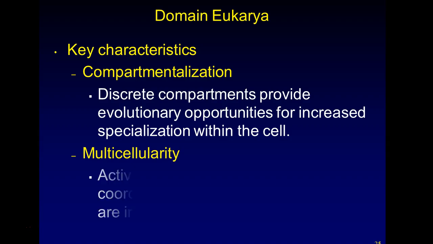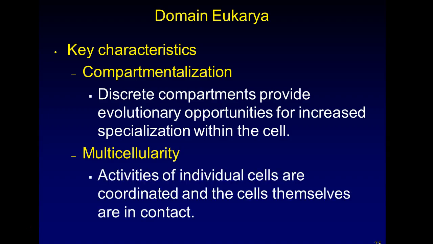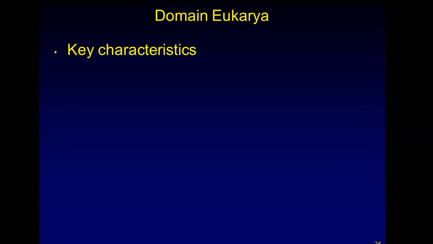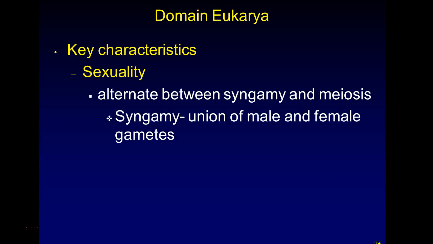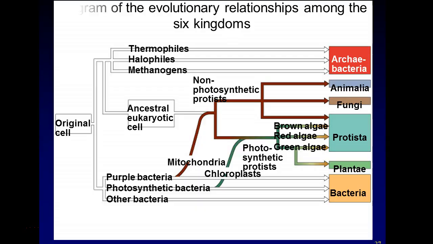They're multicellular. Let's keep going. They alternate between syngamy and meiosis, which is a union of male and female gametes. So basically sexual reproduction.